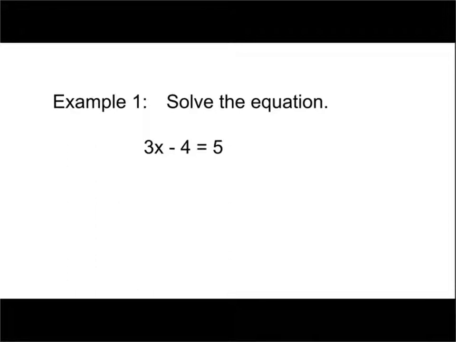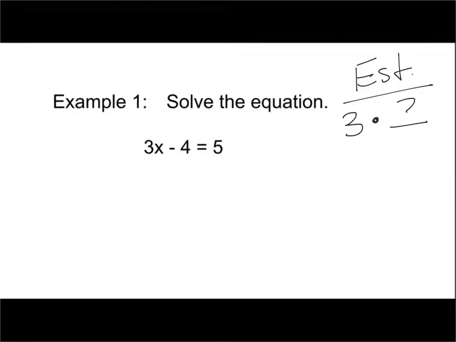So here's our first example. We have the two-step equation 3x subtract 4 is equal to 5. Now in another video I talked about how coming up with an estimate first or using some mental math is a fine idea. So in this situation we have 3 being multiplied by a number. Then we are subtracting 4 and the result is going to be 5. We need to figure out what that number is going to be.